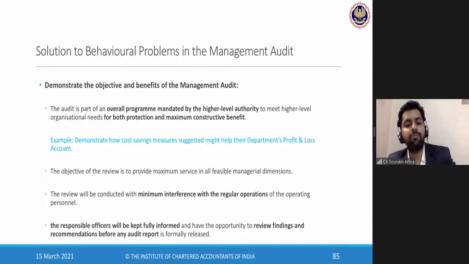Then responsible officers will be kept fully informed of review findings and recommendations before any audit report. This is very important. This step actually develops and establishes the trust between you and the auditee. You should tell them that no recommendations and findings will be discussed with the higher level management unless and until they have been discussed with them, and then do the same.